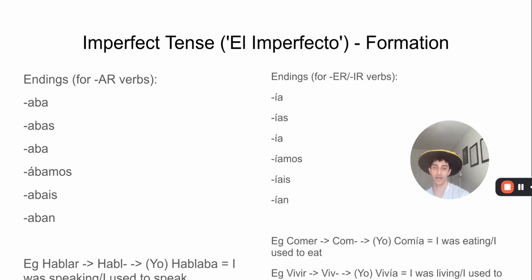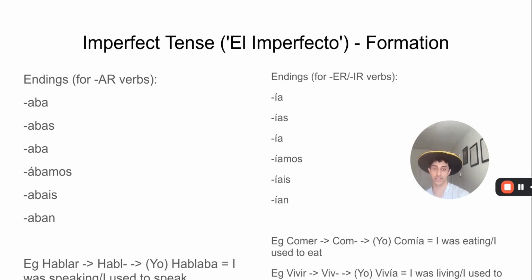So, a couple of examples. If we look at the verb comer, meaning to eat, to form the stem, we take the infinitive comer, remove the ER ending, and that gives us com, which is the stem for the imperfect tense. And then we would just add the appropriate ending for the imperfect tense. So if we want to form the yo form, that would be yo comía, taking the first of these endings. Comía or yo comía, which would translate as I was eating or I used to eat.